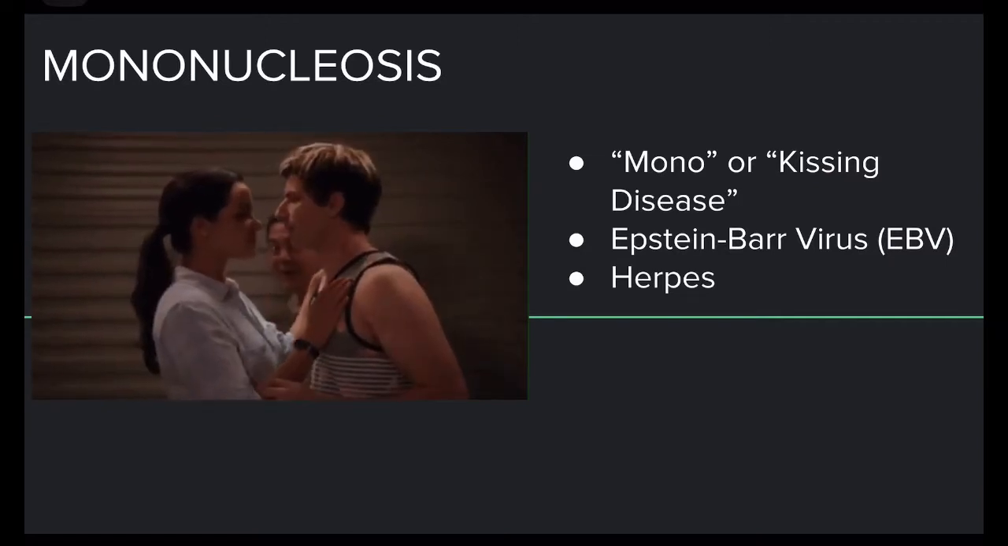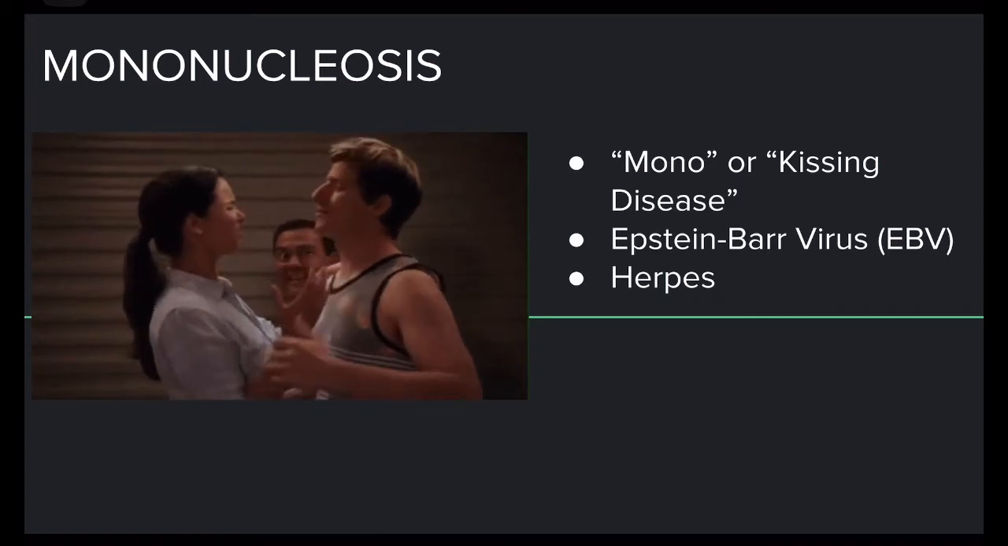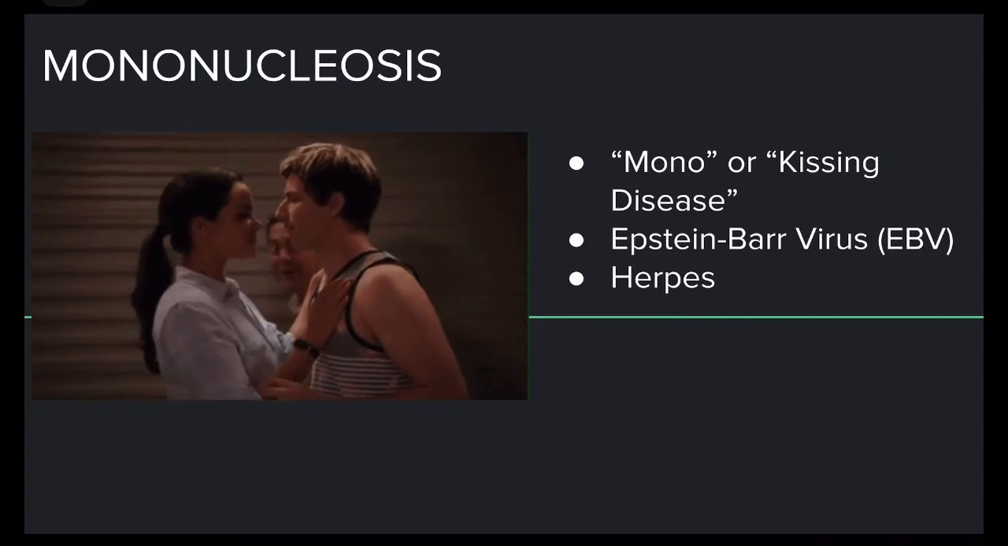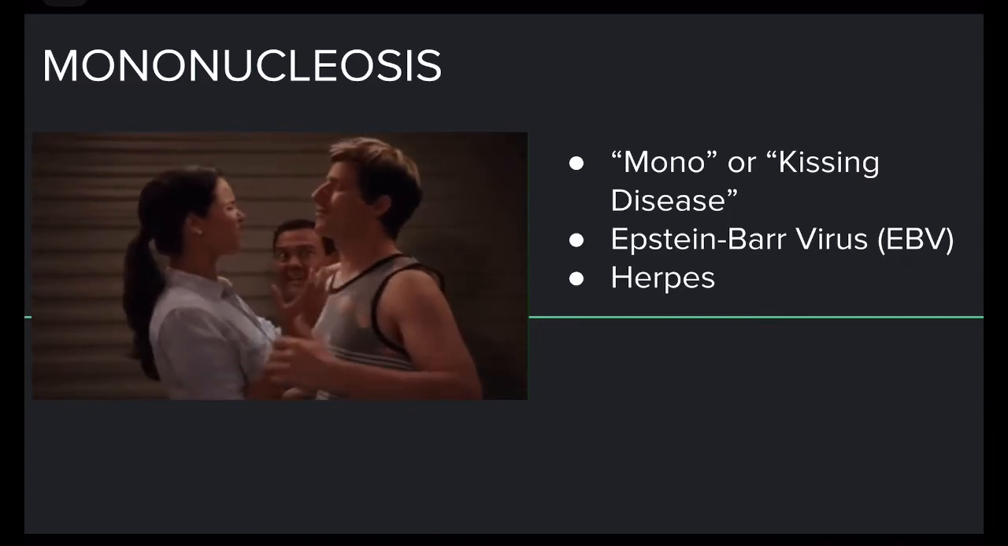Mononucleosis, also known as mono or the kissing disease, is an infectious disease caused by the Epstein-Barr virus. This disease is prominent in adolescents, and roughly more than 90% of adults in the U.S. have been exposed to it by the time they are 30 years old.